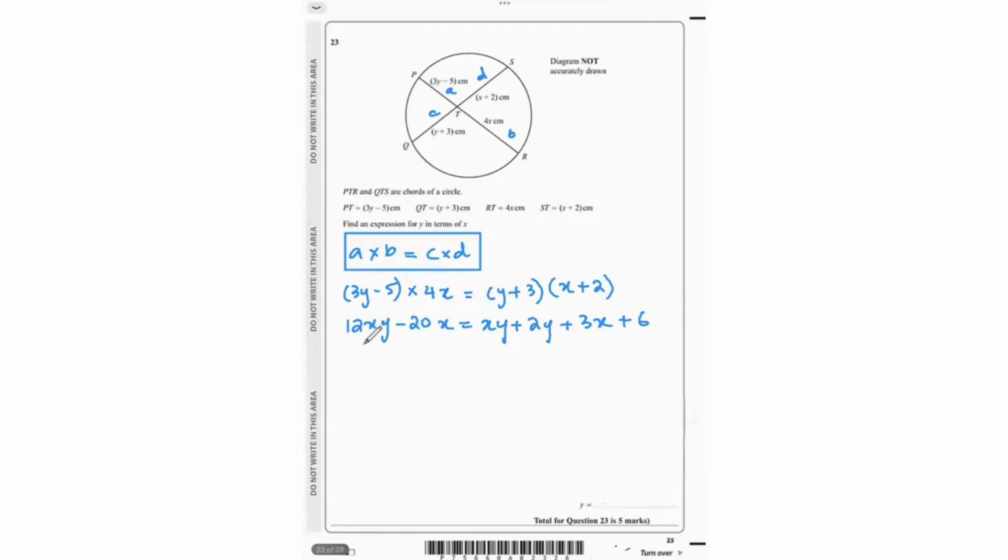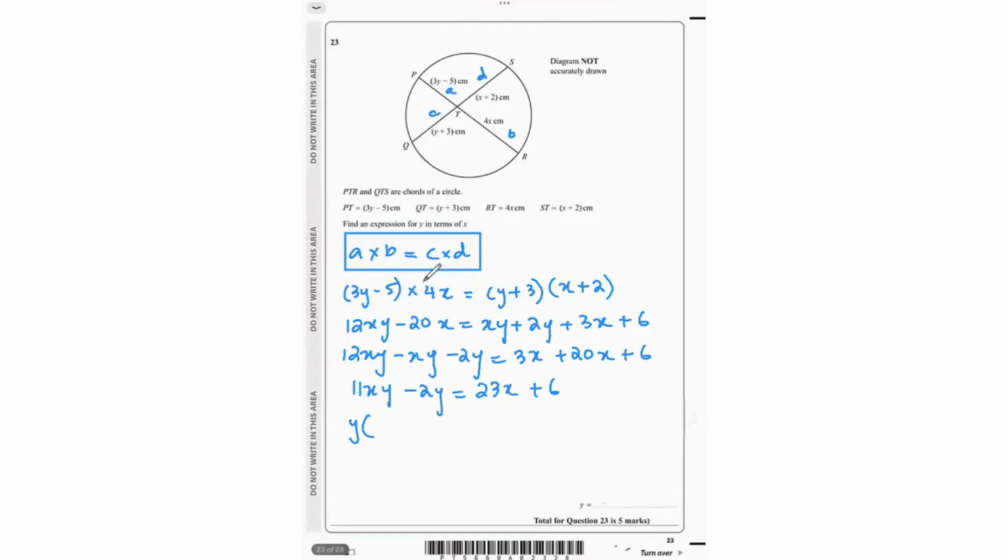Collect the terms with y on one side. So 12xy minus xy minus 2y over here, 3x plus 20x plus 6 over here. 12xy minus xy is 11xy. 2y remains as it is. 3x plus 20x is 23x plus 6.